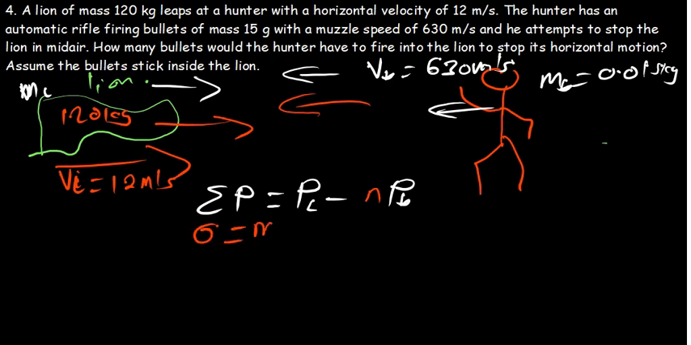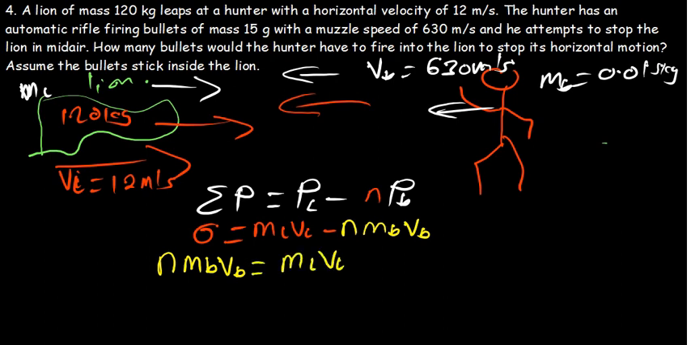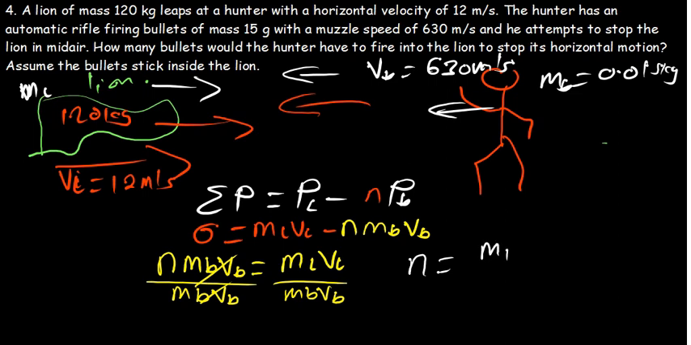So this is the mass of the lion times the velocity of the lion, minus n times the mass of the bullet times the velocity of the bullet. I can shift this to the other side, then it's n times the mass of the bullet times the velocity of the bullet, equal to the mass of the lion times the velocity of the lion. I can divide both sides by the mass of the bullet times the velocity of the bullet, and these will cancel. So n, the number of bullets, is the mass of the lion times the velocity of the lion, divided by the mass of the bullet times the velocity of the bullet.